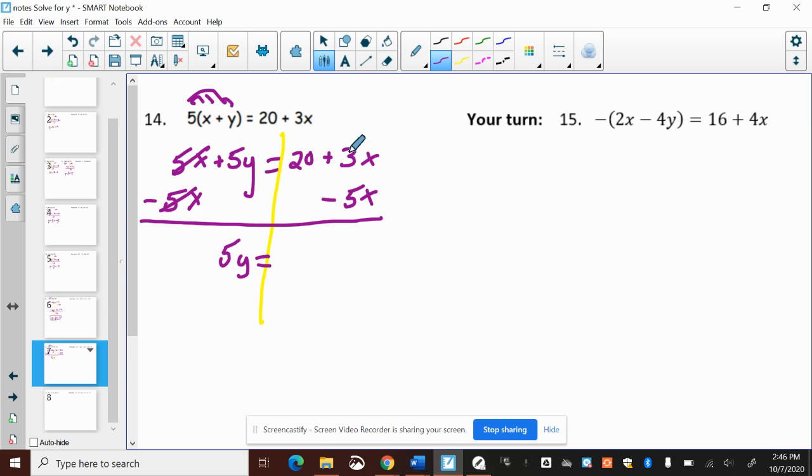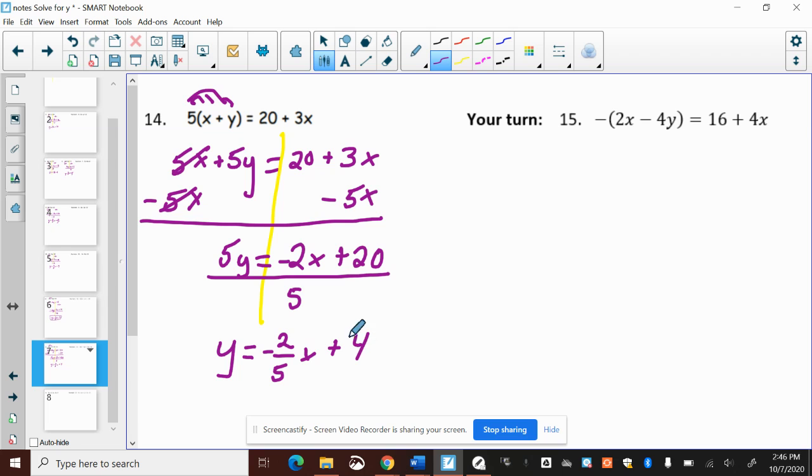There's 5 negatives, 3 positives, 2 cancel out, leaving us with negative 2x. So we took care of that. They don't cancel out, they just kind of combine up. And over here, we get the plus 20. To get to the 5, we need to divide everything through by just 5. So 5 divided by 5 gets us 1, so just y. Negative 2 divided by 5, can't do anything with that, so we just leave it as a fraction. Positive 20 divided by 5 is 4.